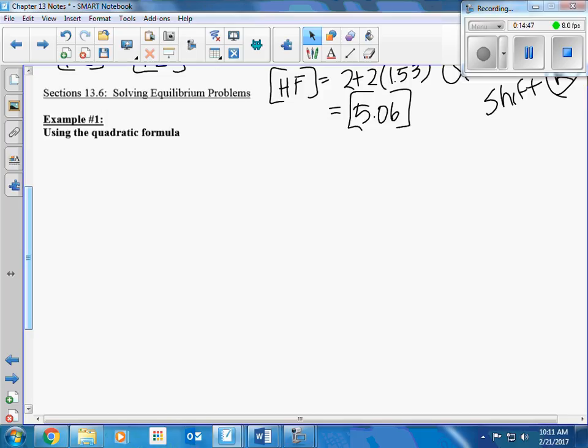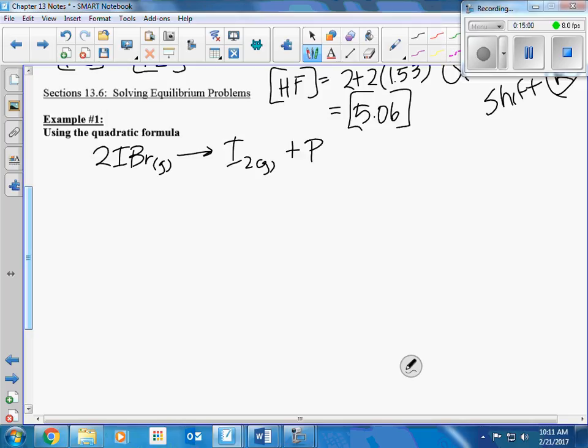Okay, so here's our beginning information. I am giving you this, and the gaseous phase is going to decompose into iodine gas plus bromine gas, and I'm going to tell you that the K is 8.5 times 10 to the negative third.